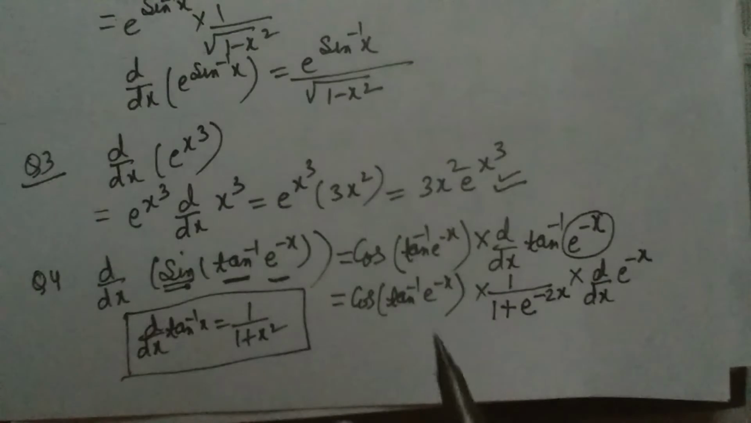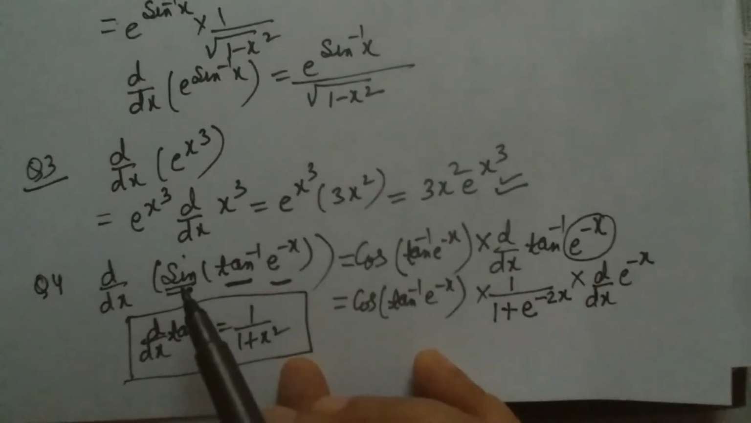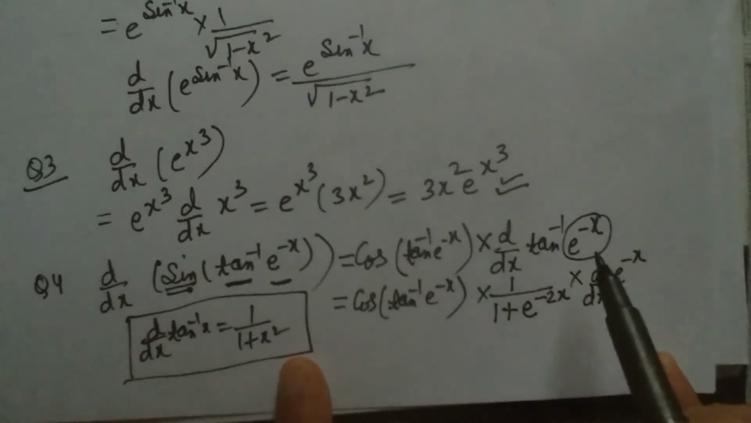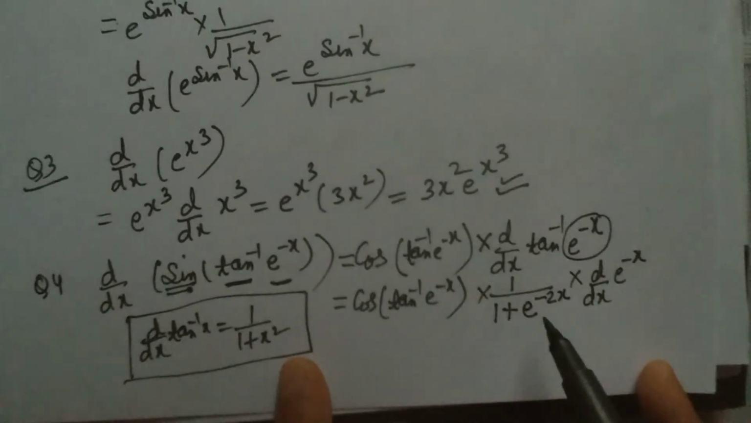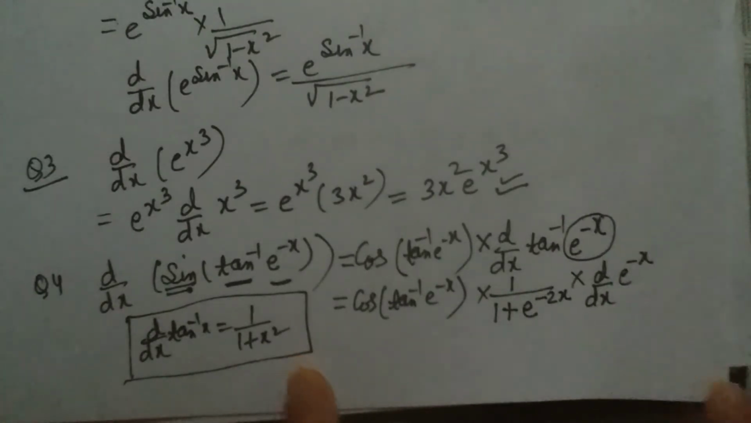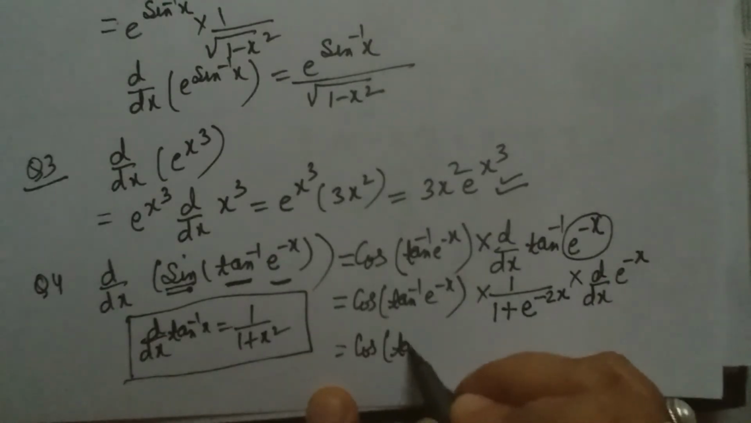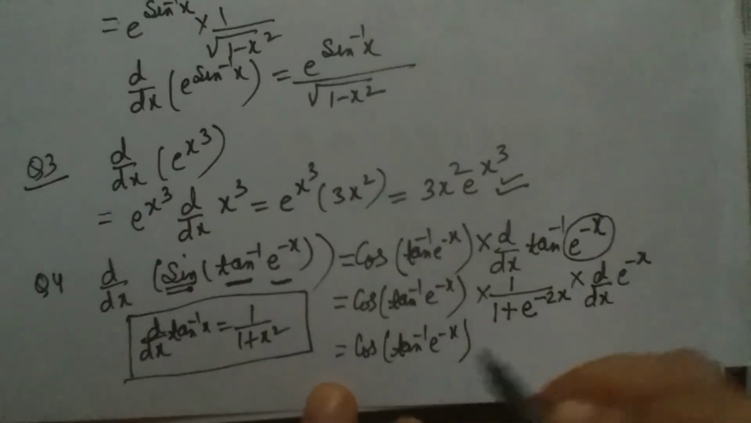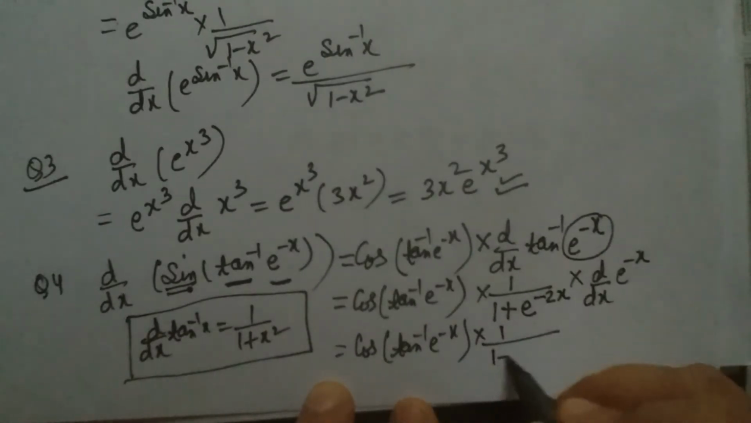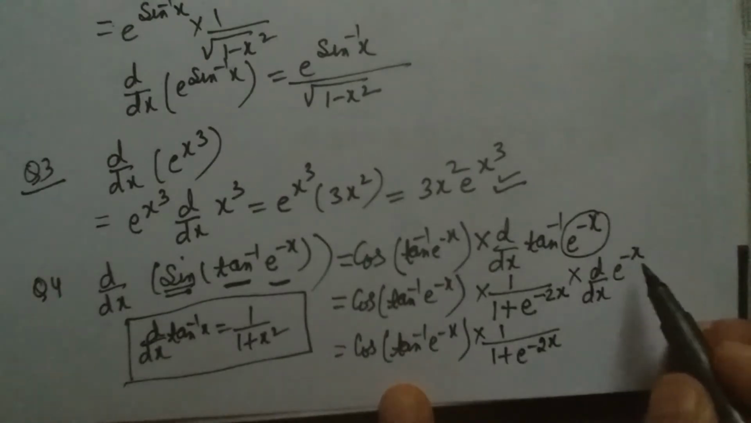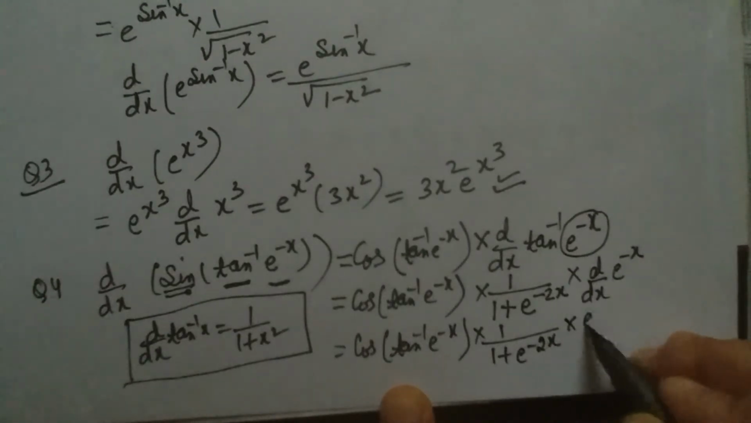See how we are finishing the lines. Firstly, this sign is treated cos, then the internal tan inverse is treated, so that is 1 upon 1 plus x square, and then into d dx of e raised to power minus x. So it becomes cos of tan inverse e raised to power minus x into 1 upon 1 plus e raised to power minus 2x. Now the turn of the derivative of e raised to power minus x.